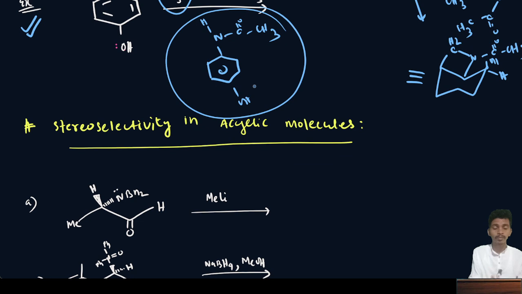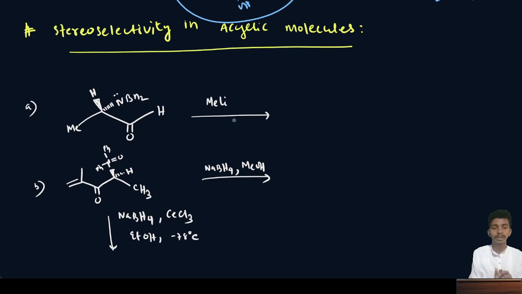So we will discuss more about this type of question after discussing more of the reagents. Now we will look at stereochemistry in acyclic molecules, that is, stereoselectivity in acyclic molecules.